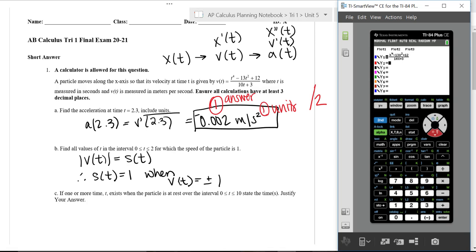So let's go to y equals, and I'm going to type in a positive 1. And let's find that intersection. Second trace 5, enter, enter, enter. And it looks like at time 0.535, making sure I'm rounding correctly.